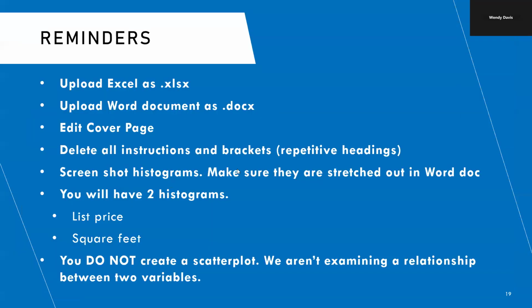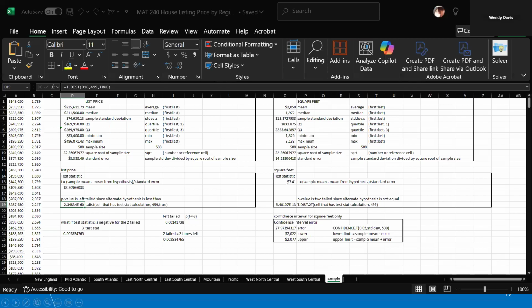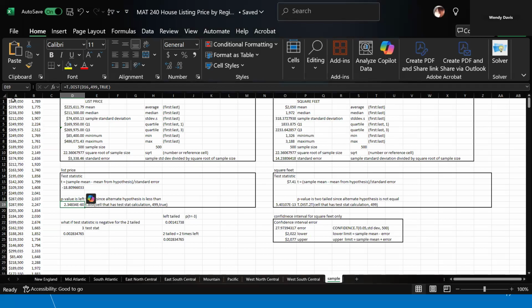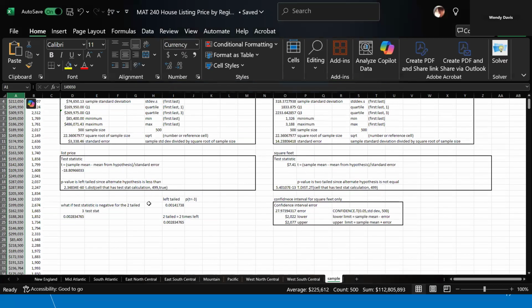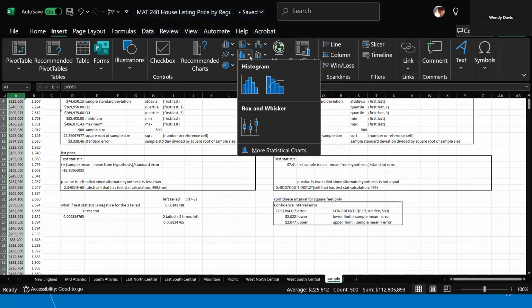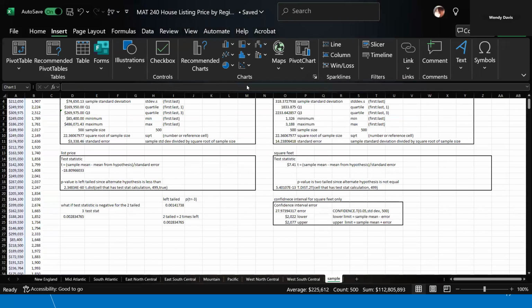Screenshot your histograms. Now, make sure they're stretched out in Word. And I did not do the histograms in Excel. I apologize. Let's go back to that. A histogram. There are two histograms that we need. We need one for list price. So you can highlight your numbers, insert, histogram.